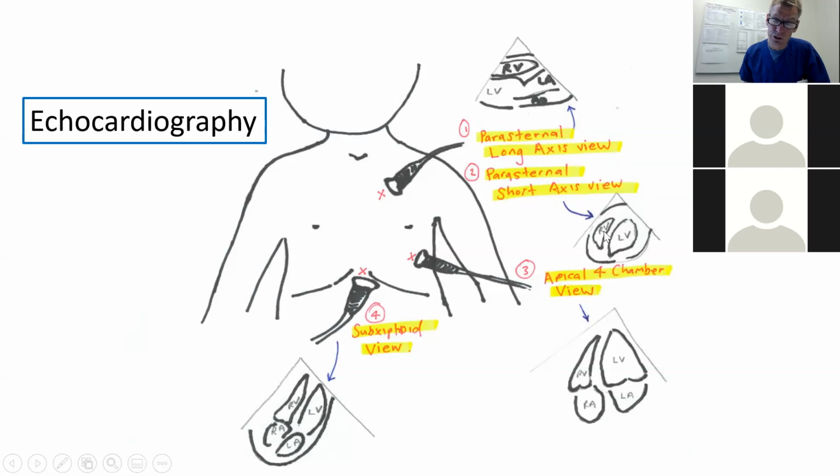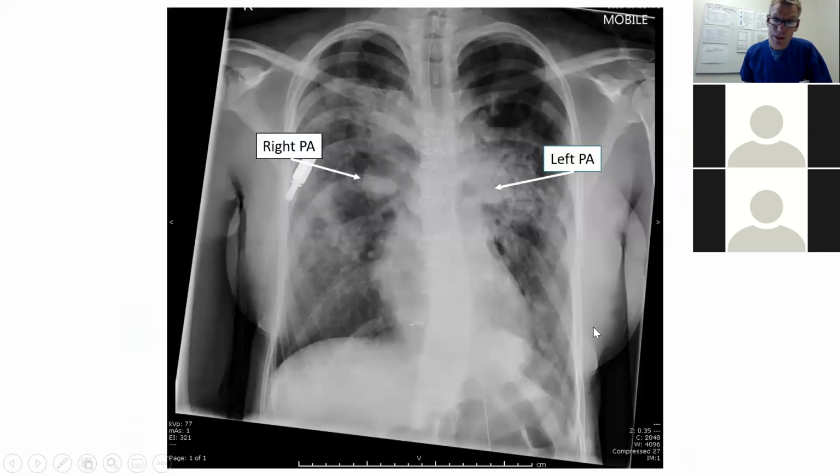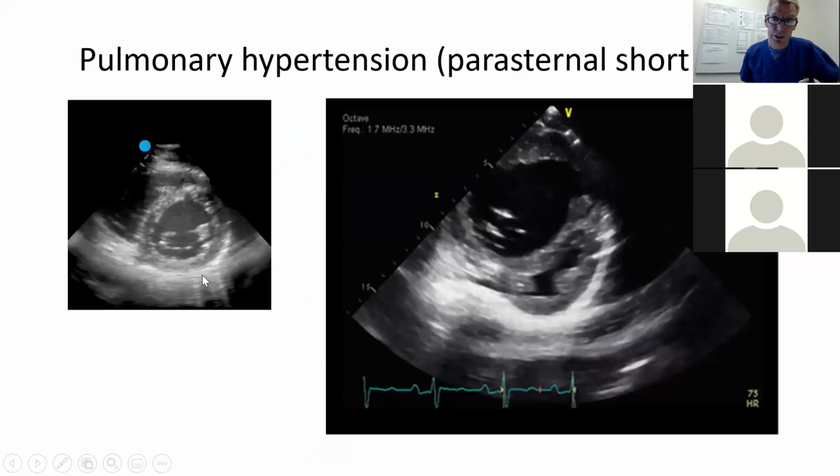So those are the two views you should look at for pulmonary hypertension, the parasternal short axis view and the apical four-chamber view. And this is what the parasternal short axis view looks like. This is a child who's got severe pulmonary hypertension.